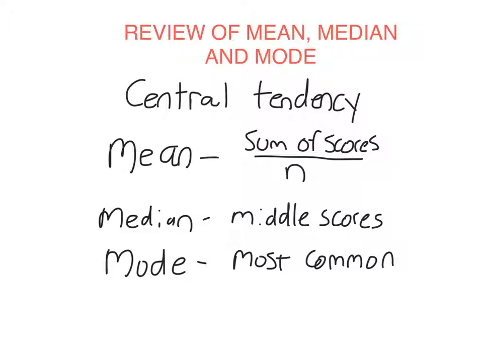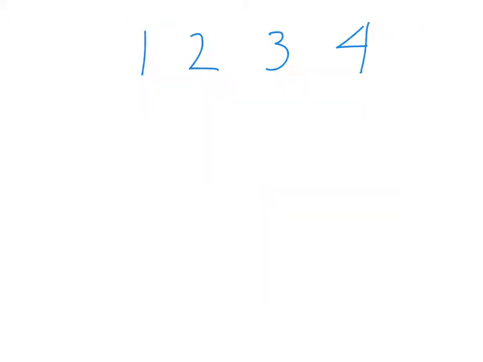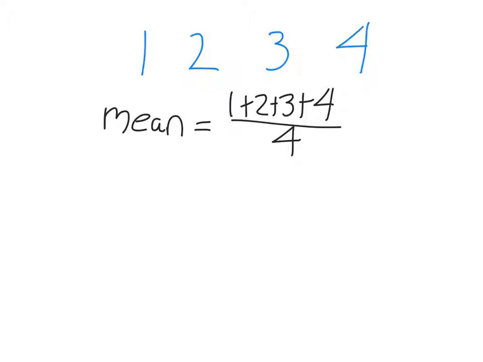Okay, so let's have a look at some actual calculations. Let's look at these numbers here: 1, 2, 3, 4. Firstly, if we want to calculate the mean, all we do is add them up and then divide by how many there are. In this case, there are 4. So if we add them up and divide by 4, we get 2.5. So the mean of this set of 4 numbers is 2.5.